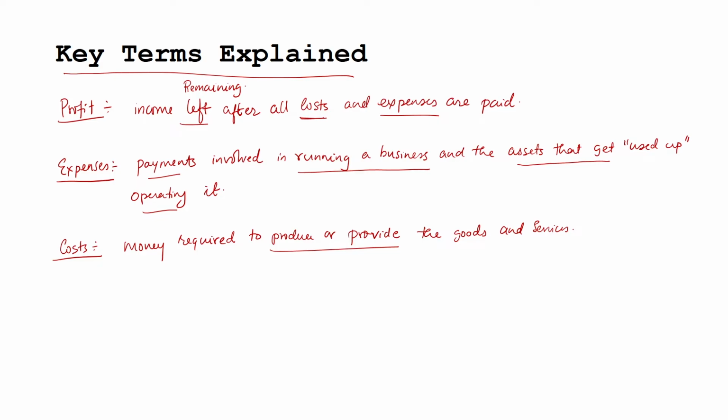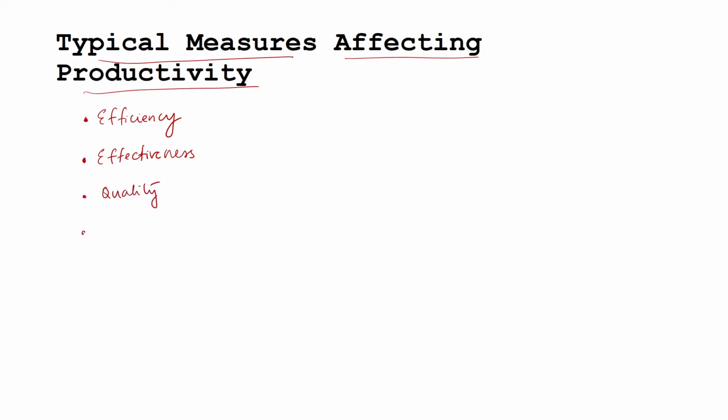Now, with this we also said that there are other typical measures. When you increase productivity, it will improve the revenue. If it improves the revenue, the chance of it improving the profit is also pretty good, and we know what a profit is now. So, the typical measures that improve this are, in my words, five things. One is efficiency, second is effectiveness, third is quality, fourth is quality of work life, and the fifth is innovation.